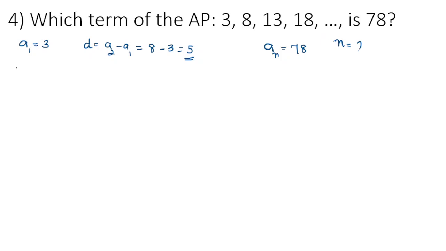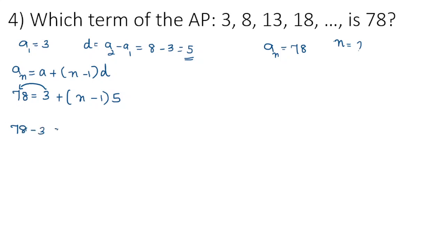Now, in the same way, we have to write the formula. An is equal to a plus n minus 1 into d. Okay, an is how much here? 78. That is equal to a value, which is already given, 3, plus n minus 1, since we don't know n, we'll write n minus 1 itself, and d value is 5. Now, we have to transfer this 3 to the left hand side. So, it becomes minus 3. 78 minus 3 is equal to n minus 1 into 5. So, 78 minus 3 is how much? 75 is equal to n minus 1 into 5.